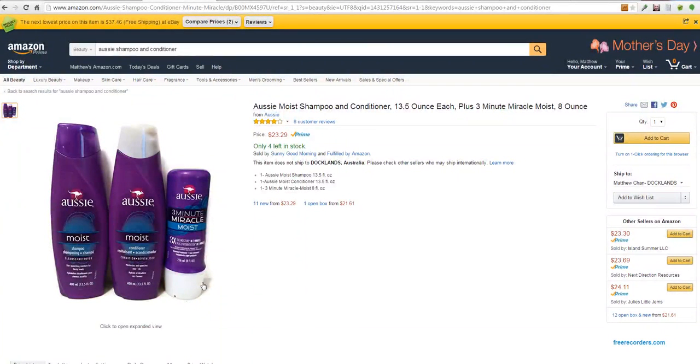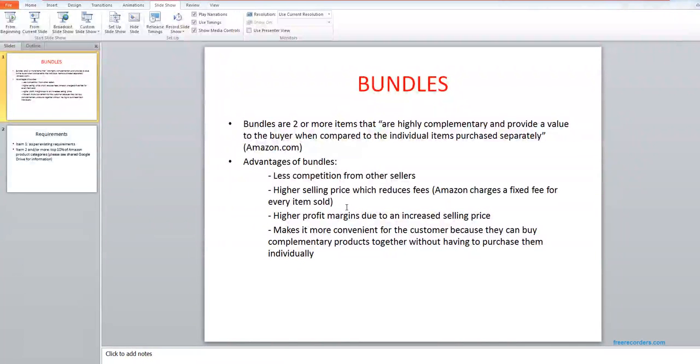But that's an example of combining items to increase the sales price, because if these items were purchased individually, they would only be like $5, $6, $7 each, and it wouldn't be worth selling, because the fees would eat up all the profits. Okay, so yeah, the third point is the same: higher profit margins due to an increased selling price. So same principle as I said before.